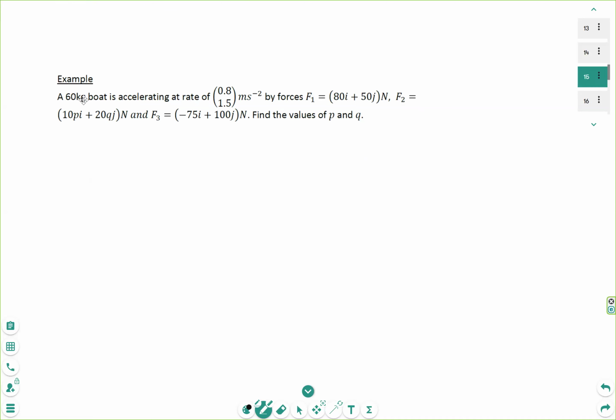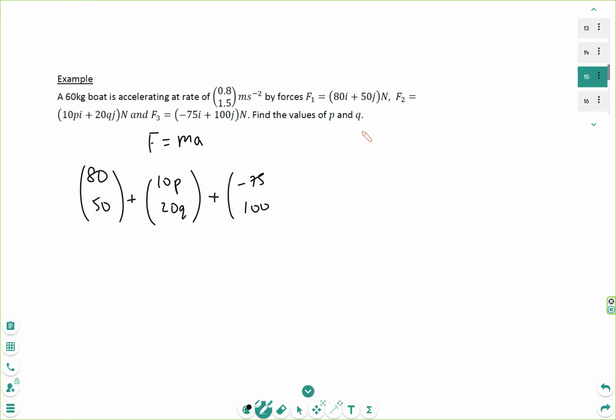Example: a 60 kilogram bolt is accelerating at a rate of 0.8, 1.5 meters per second squared by three forces, where F1 equals 80i plus 50j, F2 equals 10pi plus 20qj, and F3 equals that one. Find the values of p and q. So you've only learned one formula, F equals ma. So what's the force? The force is the sum of the vector forces. So 80, 50 plus 10p, 20q plus minus 75, 100 equals the mass, 60, times the acceleration, 0.8, 1.5.